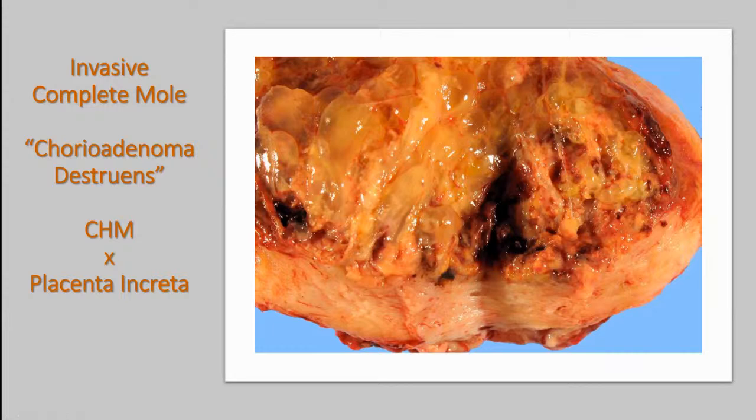So when you have that, for completeness, let me mention a related concept which becomes a diagnostic problem from time to time, and that's invasive complete moles, which were once known as chorioadenoma destruens. And one way to think about these is that they're really the cross between a complete mole and placenta accreta. Their biological basis isn't really truly understood, but for operational purposes, they do seem like they're complete moles which have an invasive or penetrating quality to them.